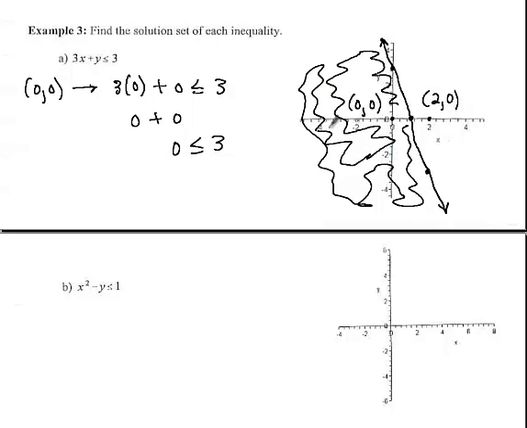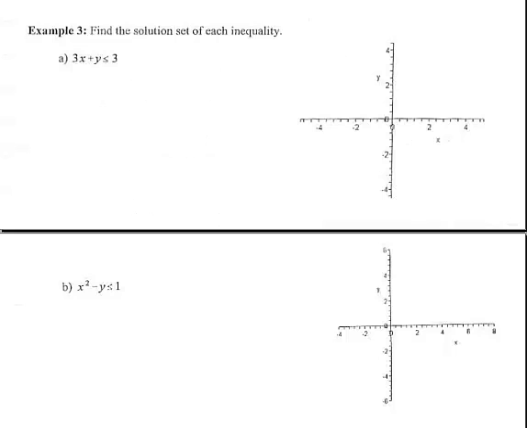Okay, if you want to, you can go ahead and just check the other one, but you'll see that it doesn't work. 3 times 2 plus 0 less than or equal to 3, we get 6 is less than or equal to 3, which is not true. 6 is greater than 3. And we've already taken care of the equal to part by drawing a solid line through the coordinates that we found. And that's all there is to it. So we'll move on to our next example.